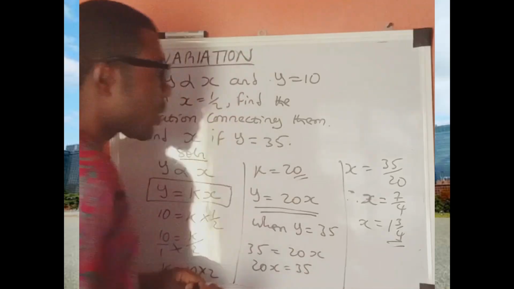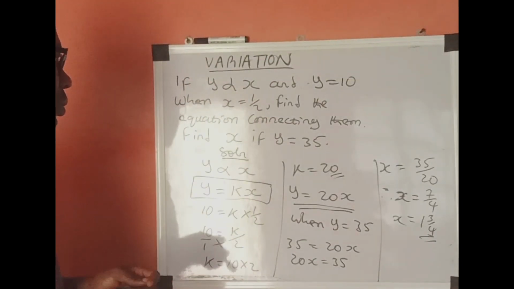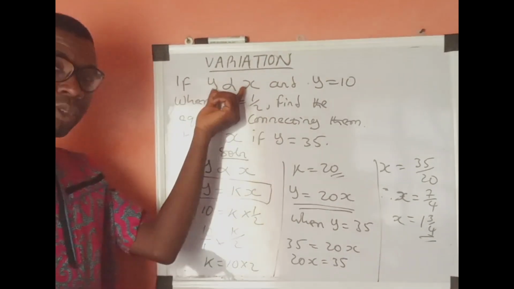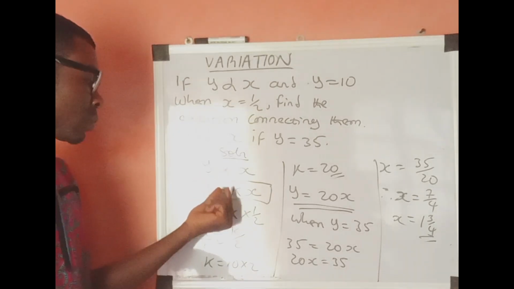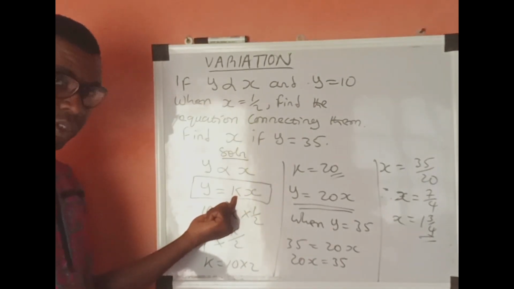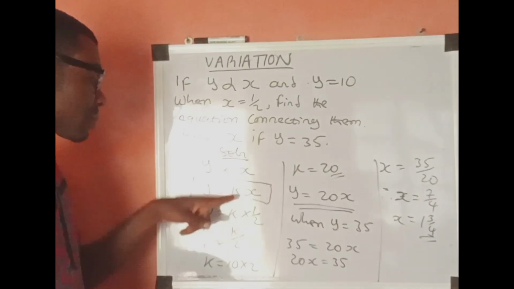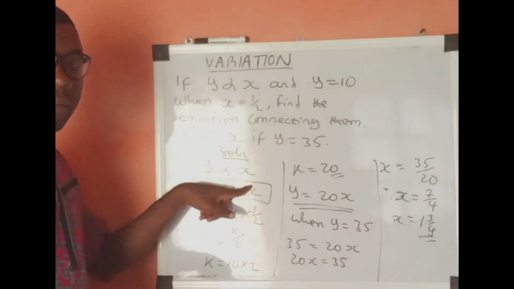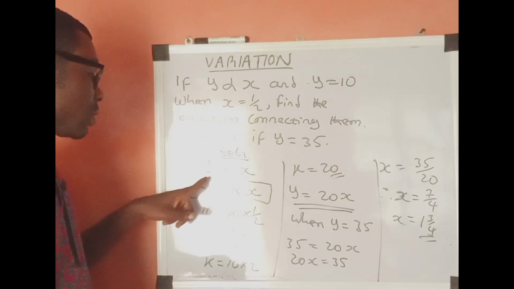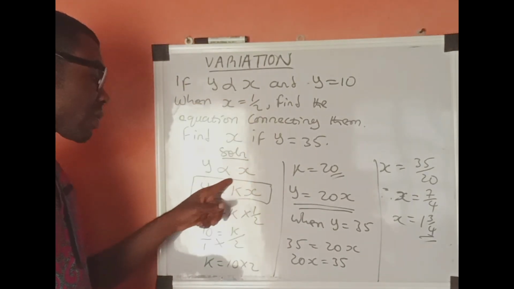That is it. So in variation, what we will do is to first of all change the proportionality sign to equality sign, as I said, whether direct, inverse, or whatever. Change it to equality sign and introduce a constant. When you do that, you will be given a value for the two variables, x and y. It could be any letter. When you substitute the two variables, you find a constant.